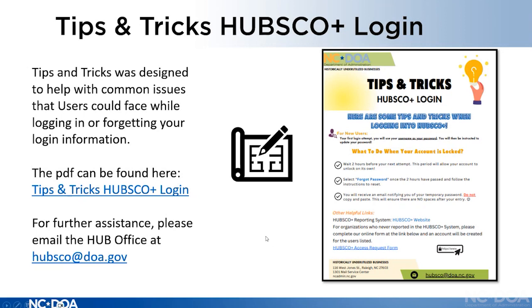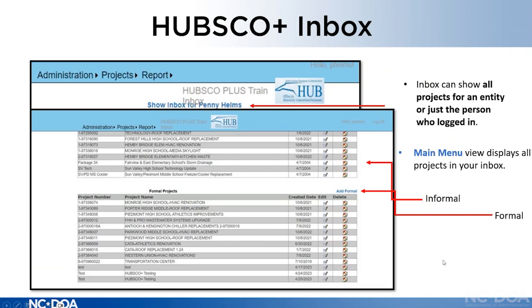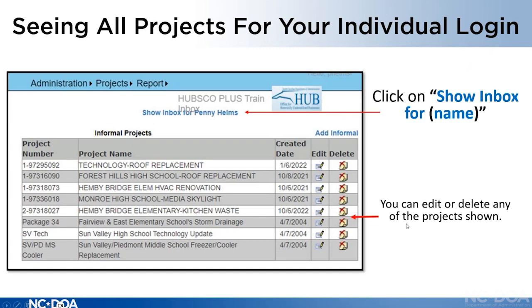Okay. So here's the HUBSCO Plus inbox, like you signed in, and the inbox will show all the projects for an entity or just the person who logged in. The main menu view displays all projects in your inbox. The informals are typically on top, and the formals are at the bottom of the screen. And if you need to see all the projects just for you, it will say show inbox for, in this case, Penny Helms. And if Penny wanted to see only her projects, she would click on that. Otherwise, she sees all the projects that are open for everybody in her organization.